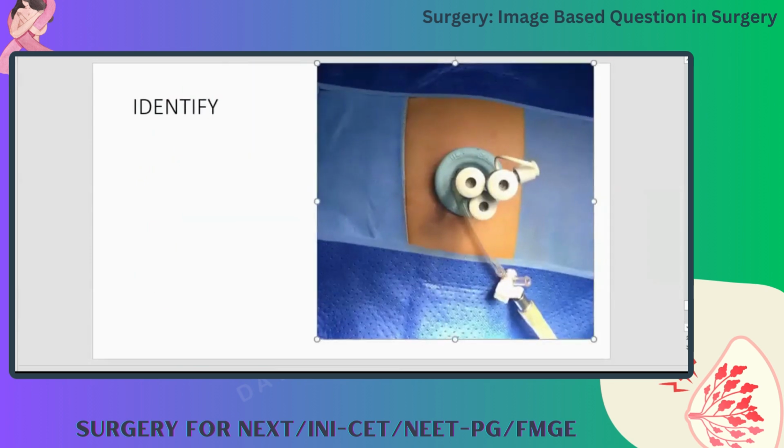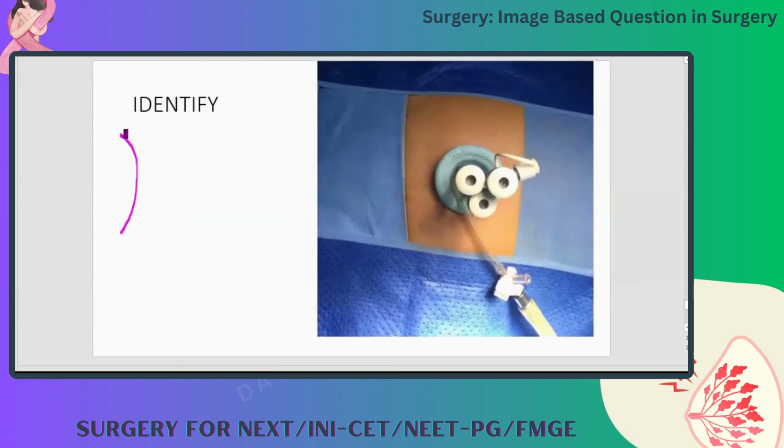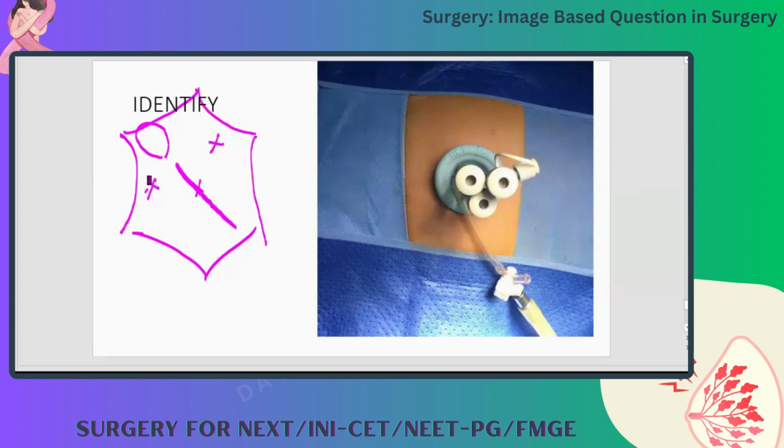Very good. Normally, how do we do laparoscopy? Suppose this is the abdomen. We are doing a lap cholecystectomy, removing the gallbladder, which is located here. So we put a port here, here, and here. In one port we put the camera. These two are operating ports. So how is the arrangement of the ports?